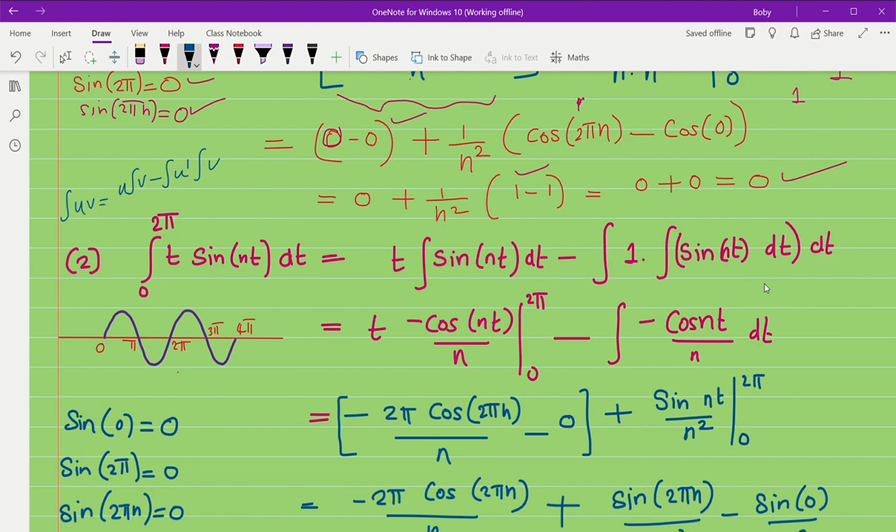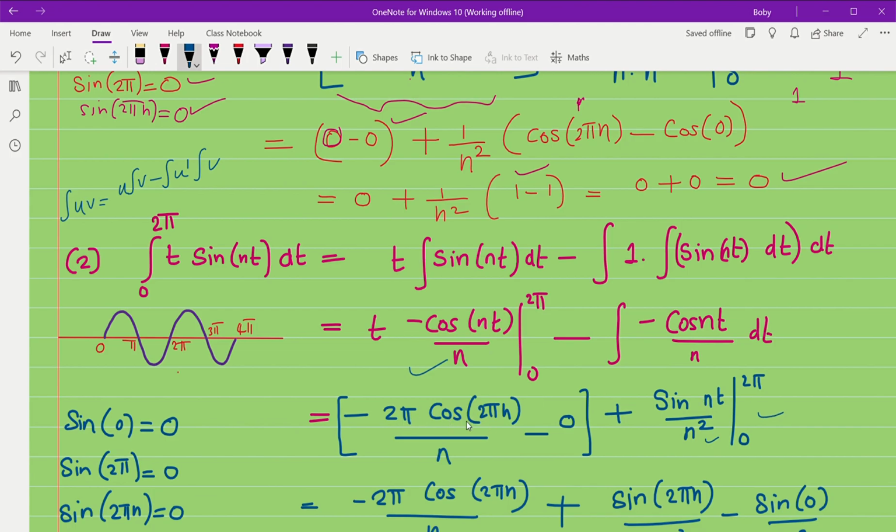So we do it this way. So t minus, then we apply the limit. The integral of sin nt is minus cos nt by n, which we have already seen in the earlier problem. Minus integral of minus cos nt by n. So again we have to integrate it once more. So minus goes outside. Integrating cos nt again gives sin nt by n. So the denominator will become n square. Then we apply the upper and lower limits.